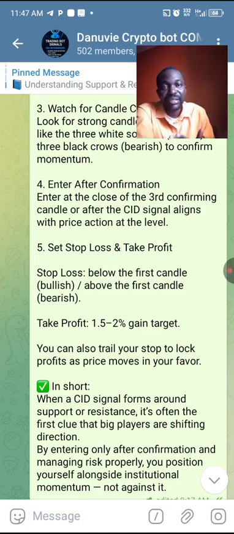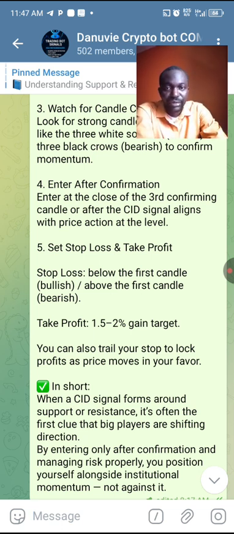That is, if it is a bullish move, which means the bot sends you a bullish change in direction signal and you have identified the 3 white soldiers, you set your stop loss below the first candle. Please, very, very important. Take note of this. Your stop loss should be below the first candle, and your take profit will be wherever you want to put the take profits. It all depends on your risk to reward ratio.